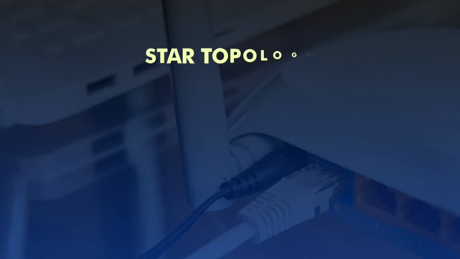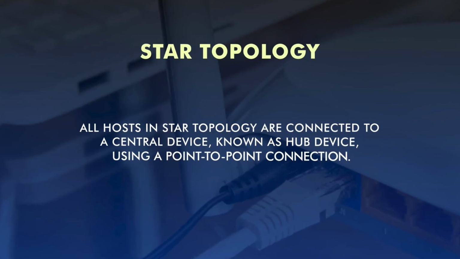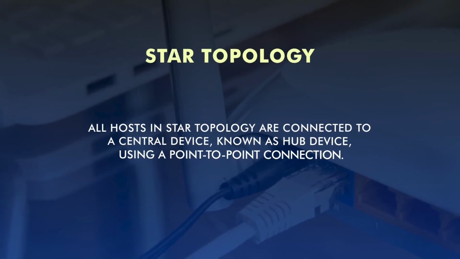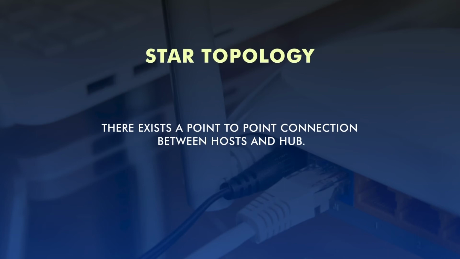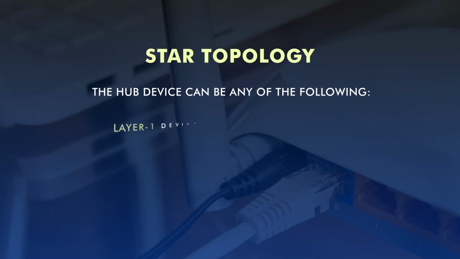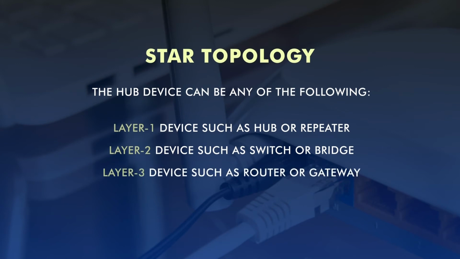The third topology that we can discuss is the star topology. All hosts in star topologies are connected to a centralized device known as a hub device using a point-to-point connection. That is, there exists a point-to-point connection between host and hub. The hub device can be any of the following: a layer 1 device such as a hub or a repeater, a layer 2 device such as a switch or bridge, or a layer 3 device such as a router or gateway.